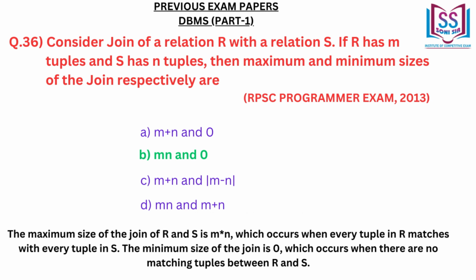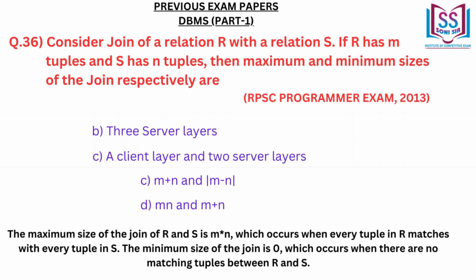The maximum size of the join of R and S is m into n, which occurs when every tuple in R matches with every tuple in S. The minimum size of the join is 0, which occurs when there are no matching tuples between R and S.